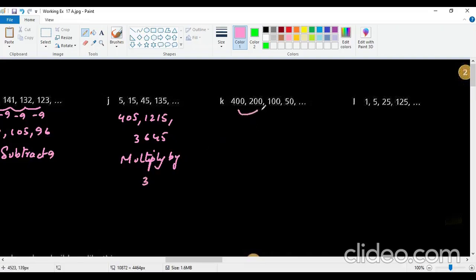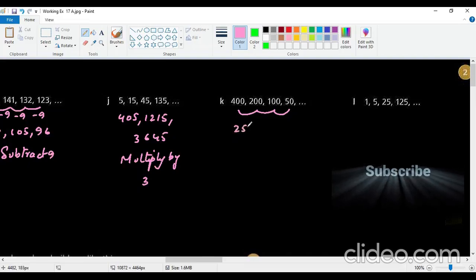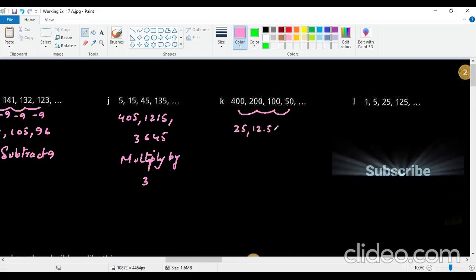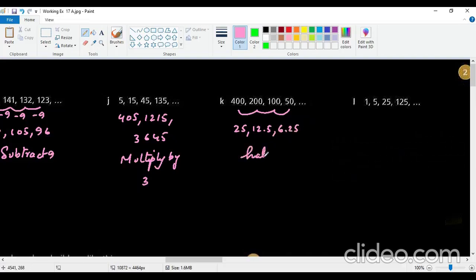Next is dividing by 2, or you can say half. So the next number is going to be 25, and then 25 divided by 2 is going to give you 12.5, and 12.5 divided by 2 is going to give you 6.25. That's how. And the rule is half.